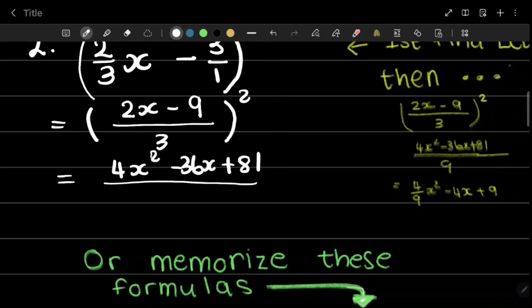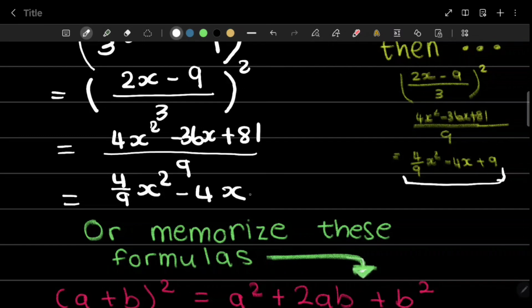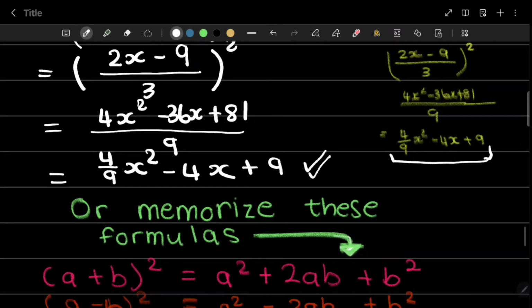Don't forget the denominator. Multiply this by 3, or squared, and we will get 9. And voila, you're basically done. You could go to the next step by bringing it in this form. This basically is dividing everything by 9. So you would get 4 over 9 x squared minus 4x plus 9. Why? Because 36 divided by 9 will give us 4, and 81 divided by 9 will give us 9 again. And that's how you do this type of problem.